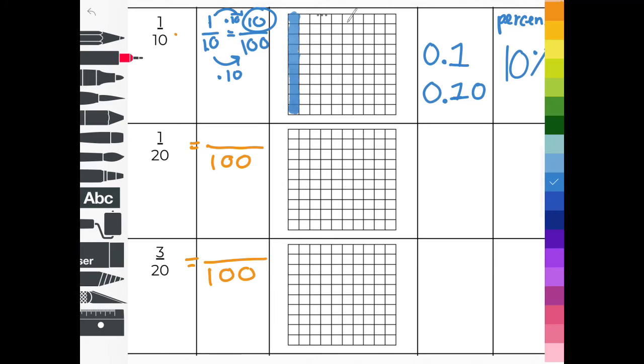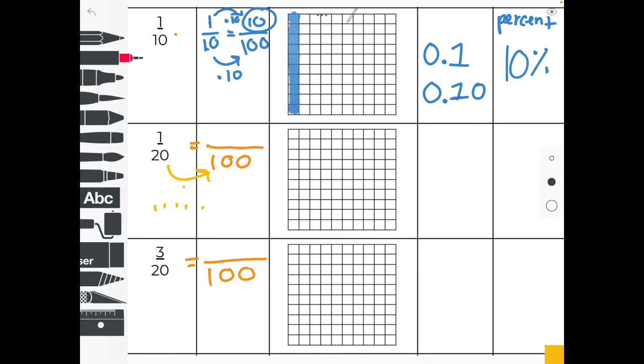So tenths are easy because you can just leave them as is and then write your decimal and your percent. Let's practice with changing a fraction into a hundredths fraction. So for 20, 20 needs to turn into a 100, so we can count by 20s to figure out what we can multiply it by. We have 20, 40, 60, 80, 100. So that's times 5. So then 1 times 5 is 5. So 1/20th is equivalent to 5 hundredths.